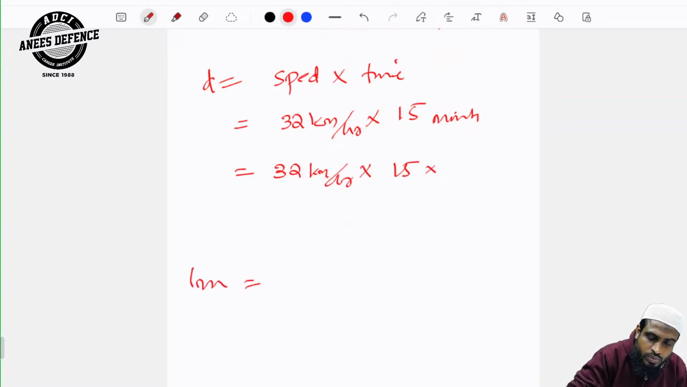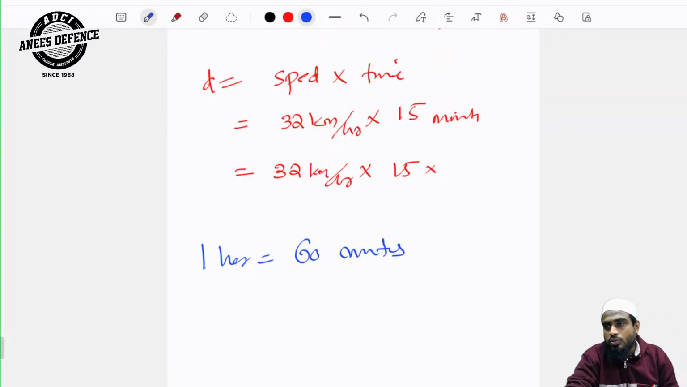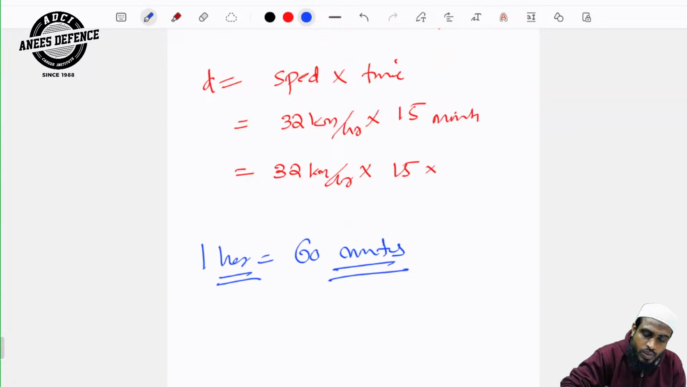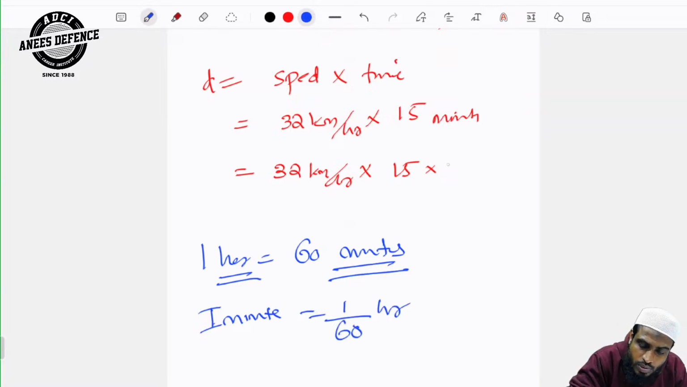Actually, 1 hour is equal to 60 minutes. So 1 minute is equivalent to 1 by 60 hour. So 15 minutes means you have to multiply with 1 by 60, so it will be hour. So this hour and this hour will get cancelled.